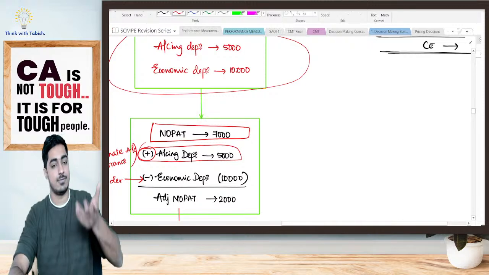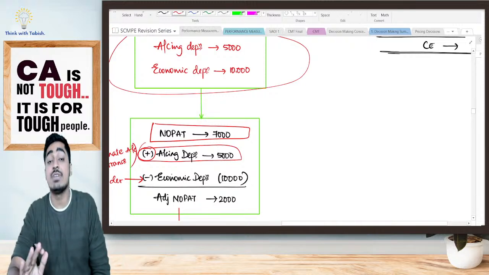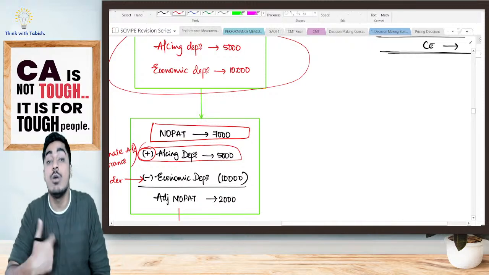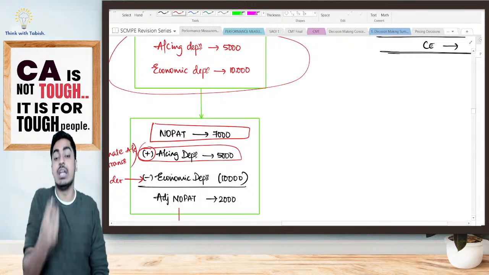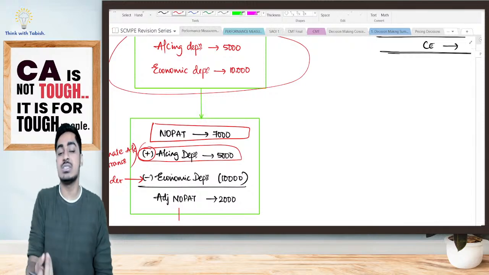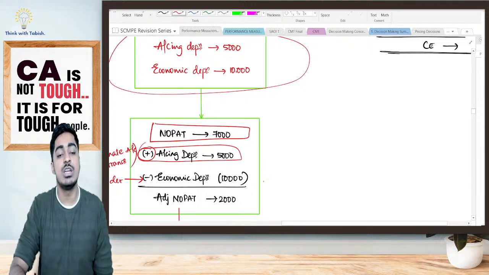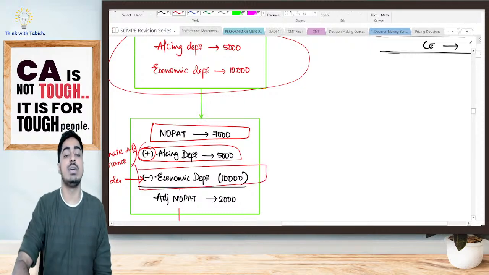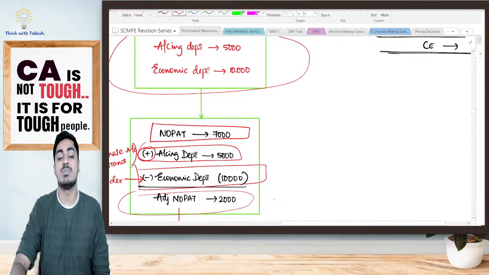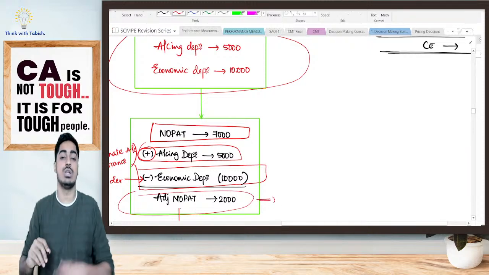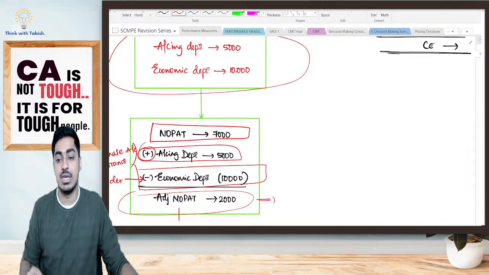Is it clear? Fine. Now that point I have nullified. Again, what will I have to do? Economic depreciation I should have considered. My real depreciation is 10,000 rupees. That I should have considered, that I have not considered. So economic depreciation I will consider, and I will get my adjusted NOPAT. That is my real NOPAT, which is 2,000 only. Is it clear, everyone? Any doubts till here?